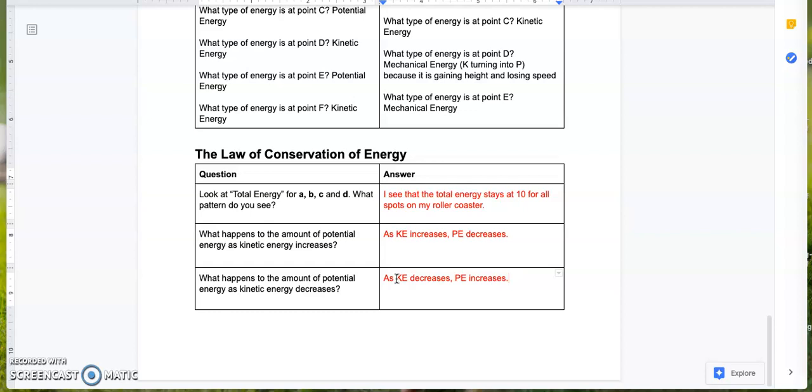All right, you're going to take these answers and take a small quiz. Good job, scientists.